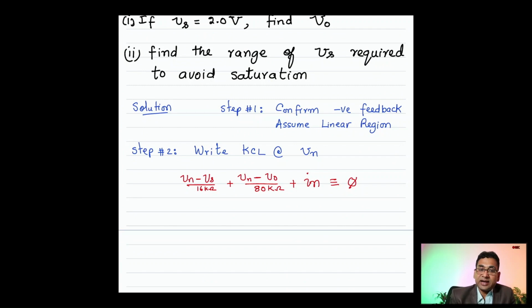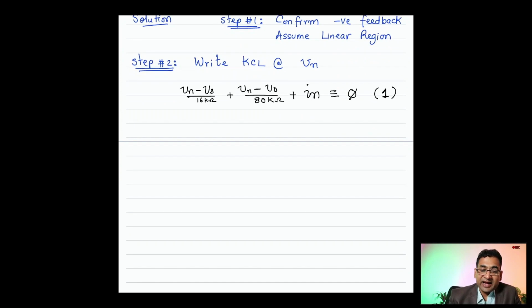So that's step number 2. Let me put that in black. If you want to name this equation, you can number this as number 1 if you so choose. So step number 1 is to confirm that we have a negative feedback. Step number 2 is to write KCL. Now let's see step number 3.